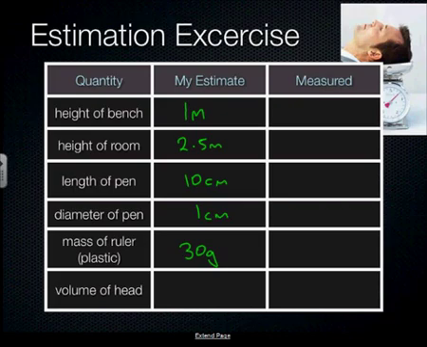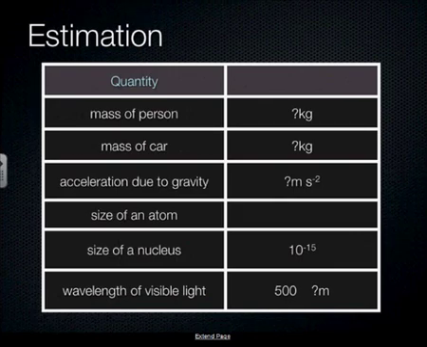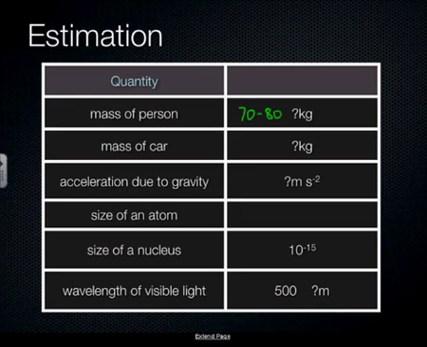Volume of a head, that's a good one, we'll probably do that in class. Mass of a person, well, just think of yourself, probably add a bit for the general population, so let's say probably around about 70 to 80 kgs. It's rising every year. Mass of a car, generally around about 1.5 tons, so in kgs, probably about 1,500 kgs. Acceleration due to gravity, we all know that it's about 9.81 is probably the actual figure, but we're just estimating, so let's say it's 10.